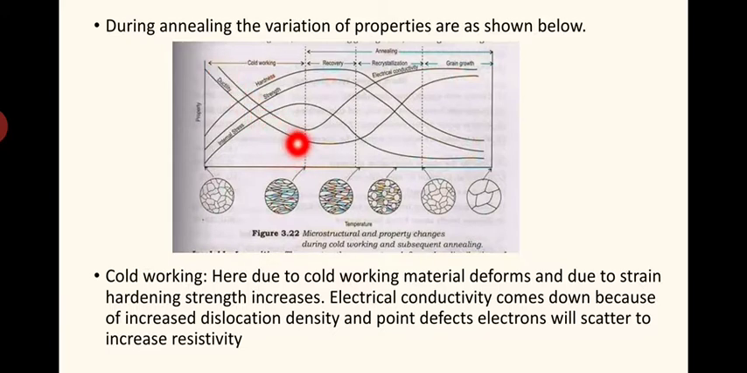So why ductility is decreasing is due to the strain hardening. Actually we are deforming, so we are expecting more ductility to happen, but the reverse is happening. The reason is strain hardening, that we have explained. Similarly, this curve is for electrical conductivity. So during deformation, electrical conductivity is also decreasing. The reason is scattering of the electrons, that also we will explain.